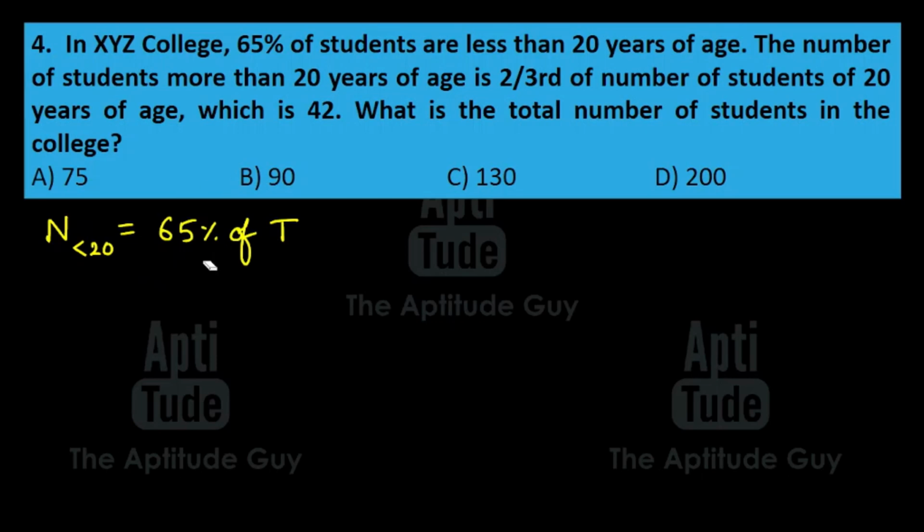That means that the rest of the students make up how much percent of the total? Obviously 35%. Now what are the rest of the people? We have less than 20 years. So we will obviously have greater than 20 years, but we will also have equal to 20 years as well. That means the number of students of 20 years of age plus the number of students more than 20 years of age make up 35% of the total.